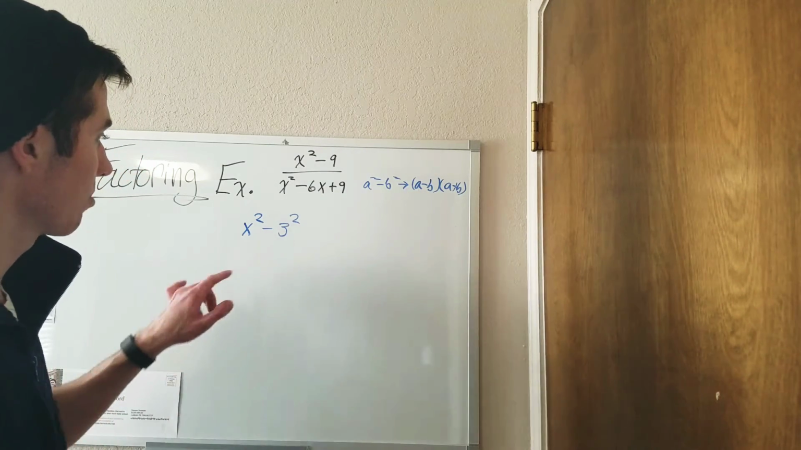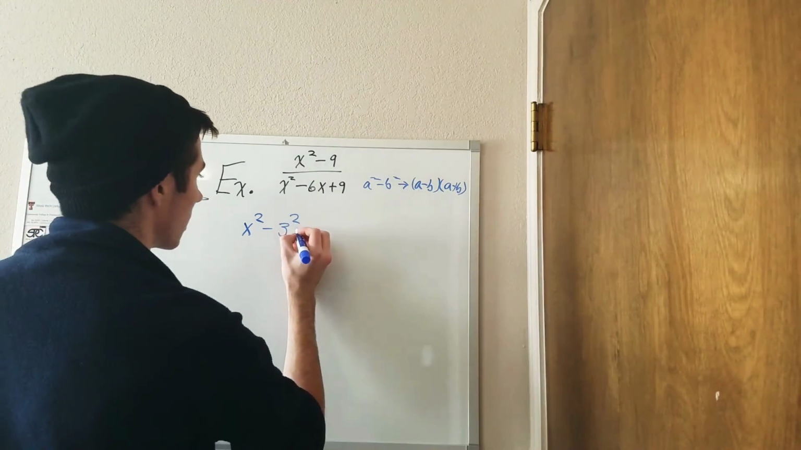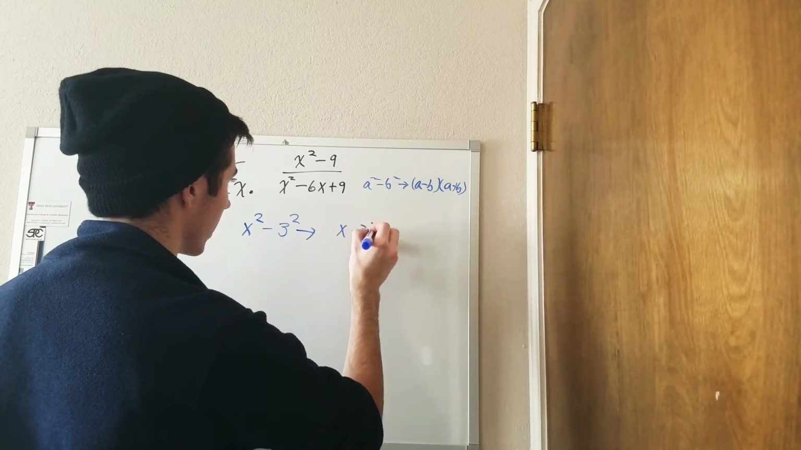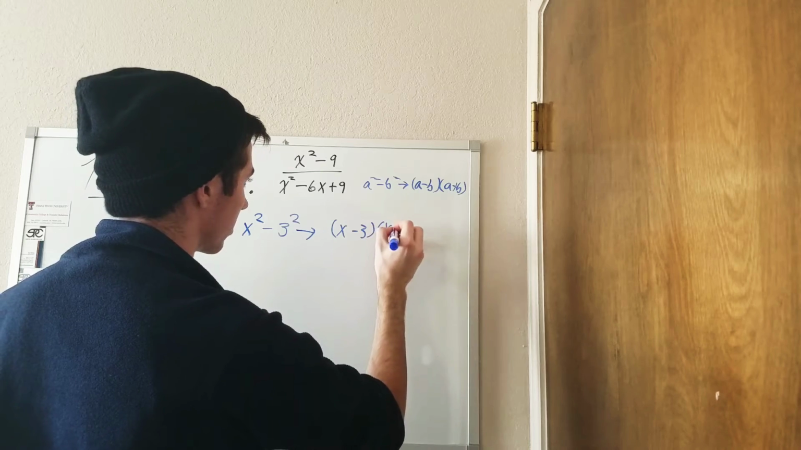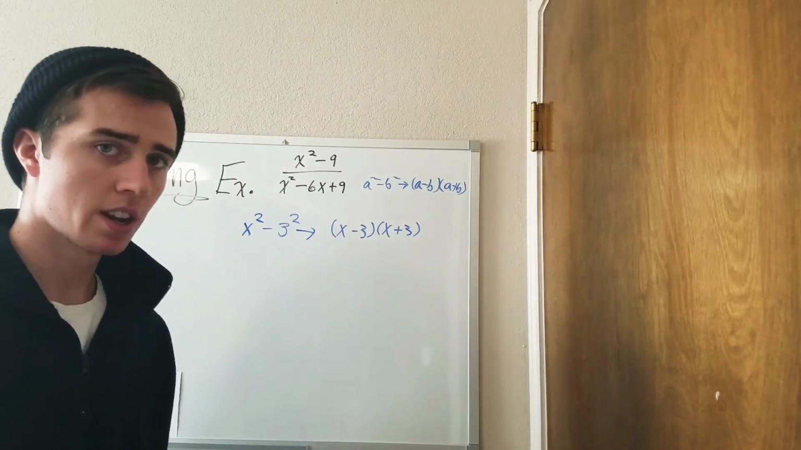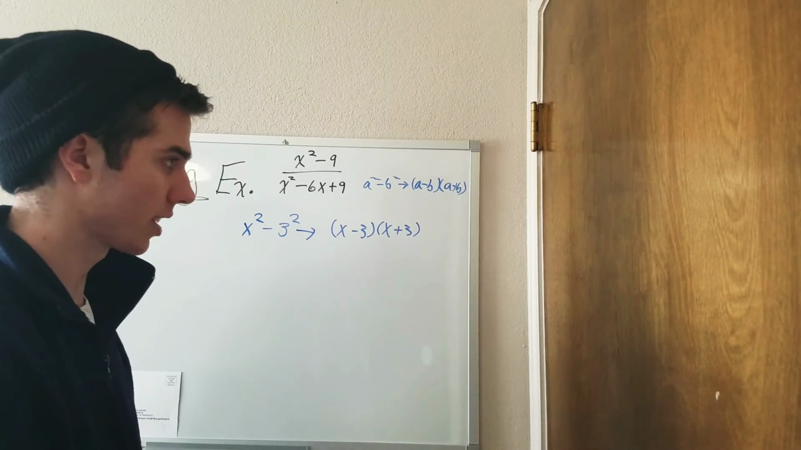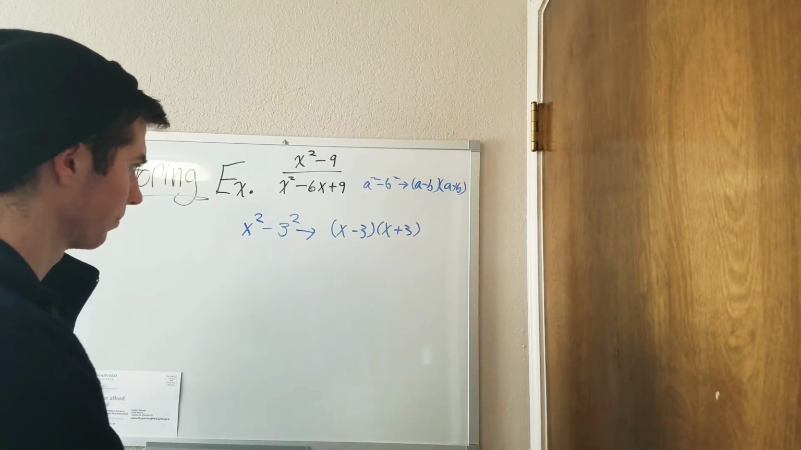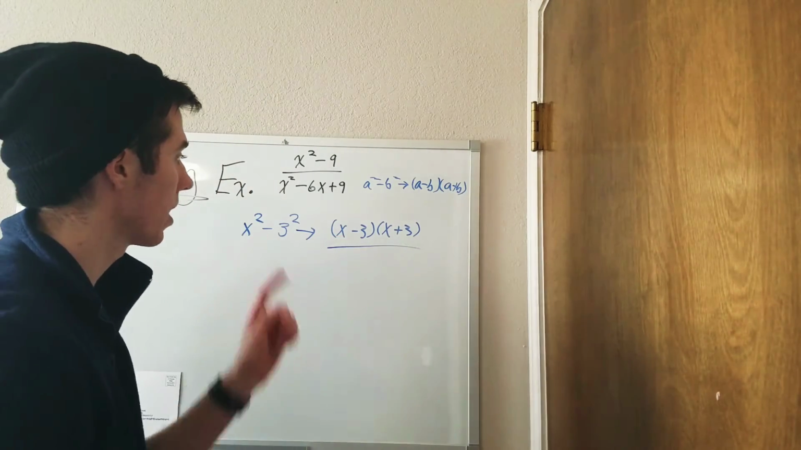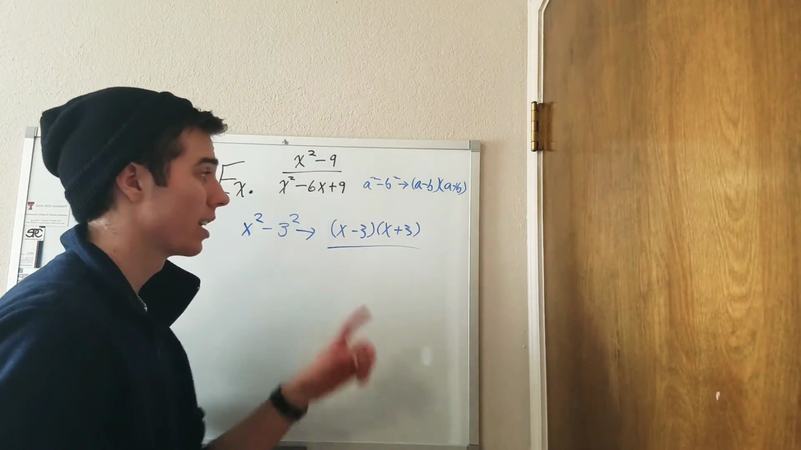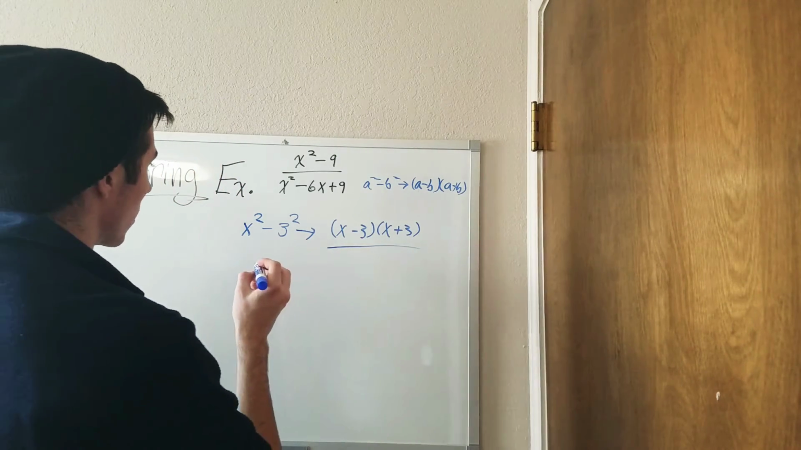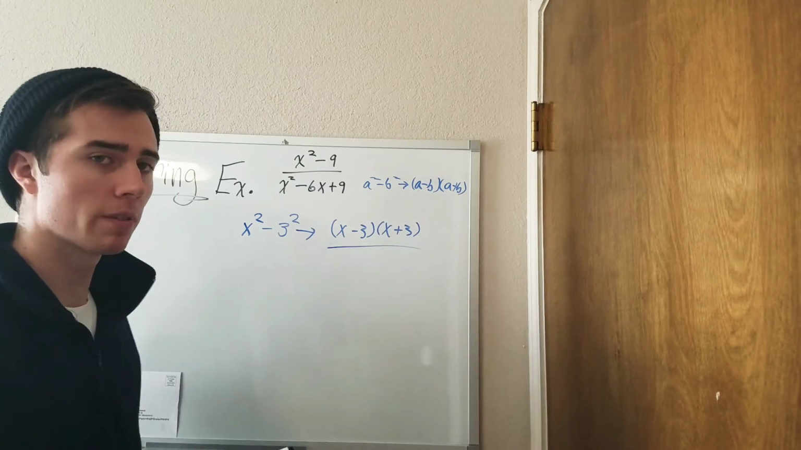So if we just apply that to what we have here, we'll get x minus 3 times x plus 3. These terms are exactly alike except for the plus and the minus. That's known as conjugates. They are conjugates of each other, just in case you wanted to know that. So that's our top factored. So hopefully when we factor the bottom, we'll either get an x minus 3, an x plus 3, or both.